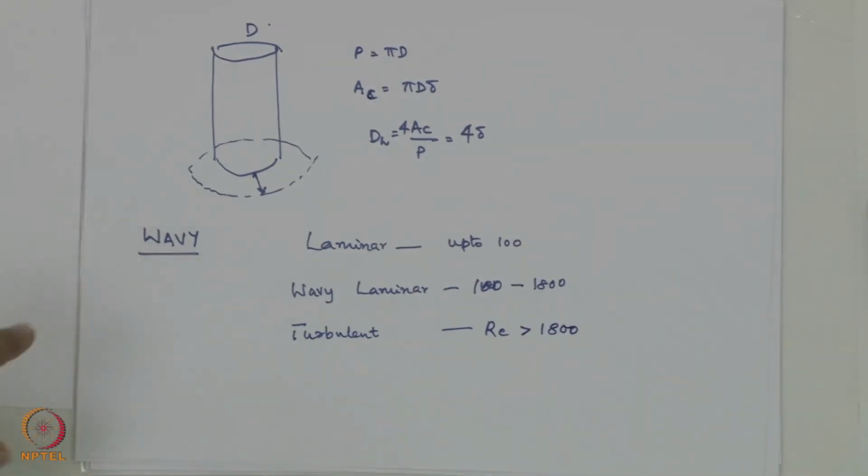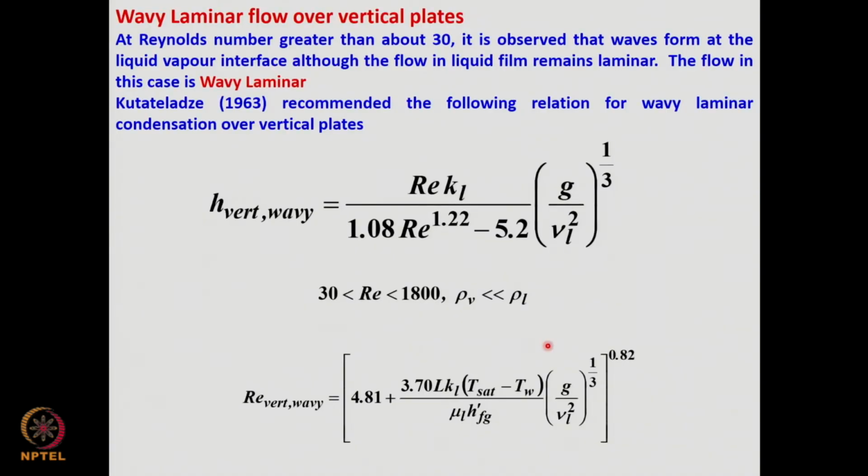So if we go to laminar wavy, for vertical wavy, h equals Re k_L, without derivation I am stating, over 1.08 Re to the power of 1.22 minus 5.2, into (g by nu_L squared) to the power of 1 by 3. This is valid between 30 and 1800, and rho_v is considered as rho_L, and we need Re for vertical wavy.